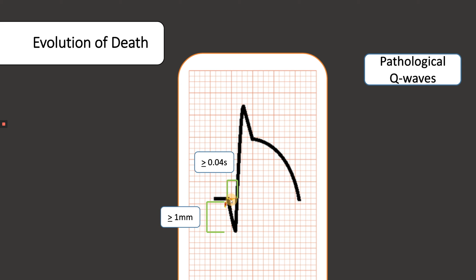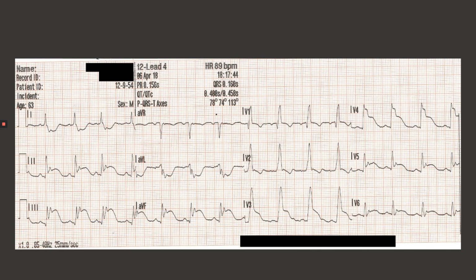So easy peasy, right? One tiny block wide, one tiny block tall. If I have both of those, I've got a pathological Q wave. It's just that easy, simple and done. So let's take a look at this 12 lead right here. Everything that we just talked about.